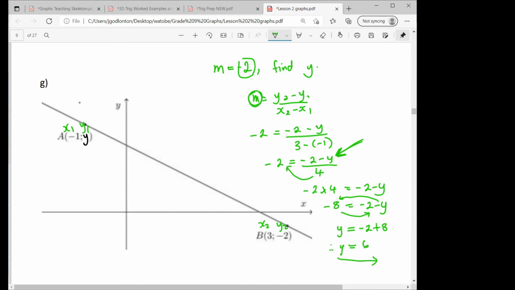And so this is using the exact same gradient formula that we've been using this whole lesson. It's just looking at it in a slightly different way. So we're kind of working backwards to find another answer.